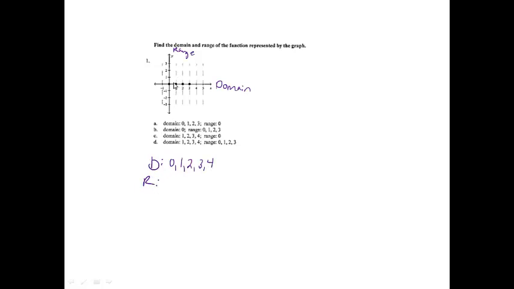And then my range is going to be looking at y values. Well, there are only y values at 0. There's no y values up at 1 or 2 or 3. So the range is just 0. Actually, there's nothing at 4. So just 0, 1, 2, 3 for my domain, and 0 for my range. Okay, so I'm going to pick choice A for that one.